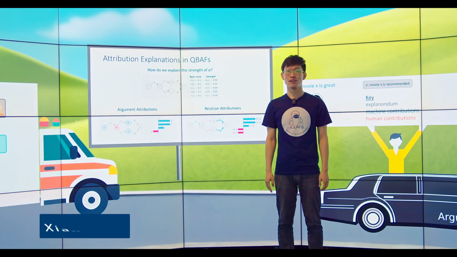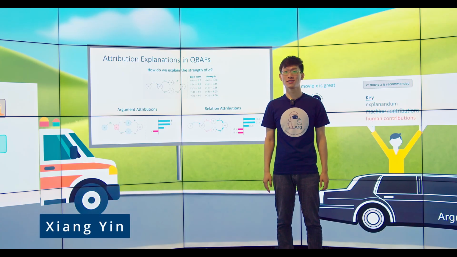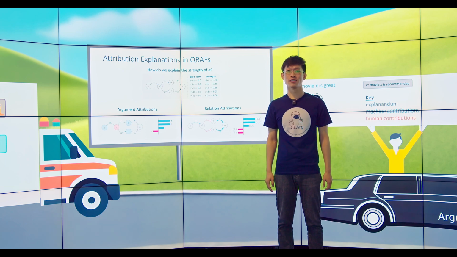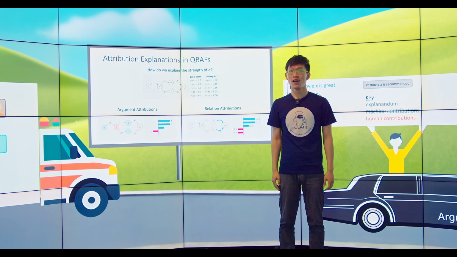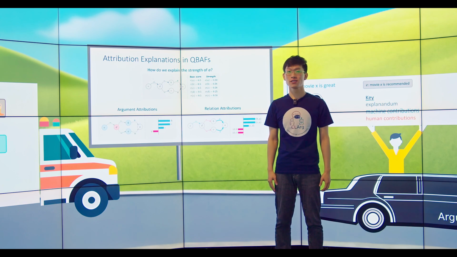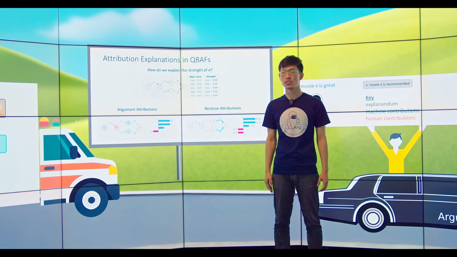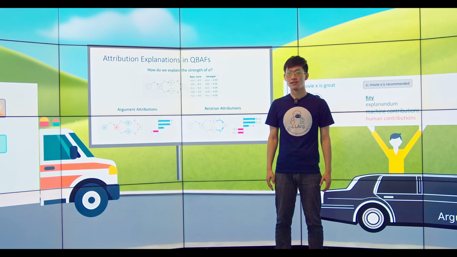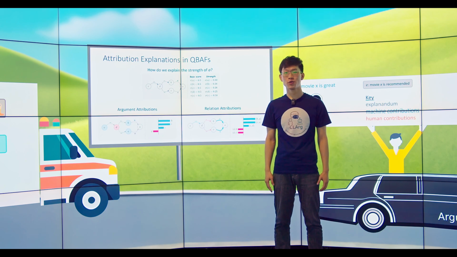Now let's look at another example of argumentative explanations, which is extracted from the QBAF. Here we have a QBAF, which is evaluated by gradual semantics DF-QuAD. We can see the base scores and the strength on the right side. Now we have a research question: how can we explain the strength of topic argument A? To this end, we propose to use attribution methods.